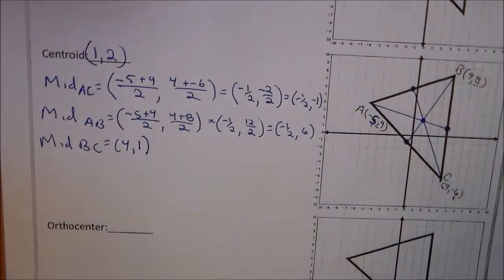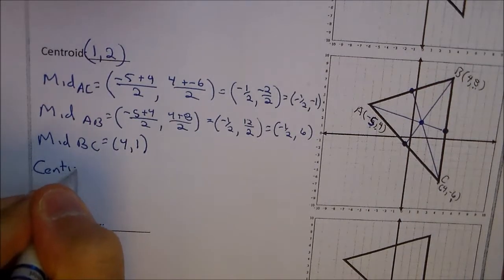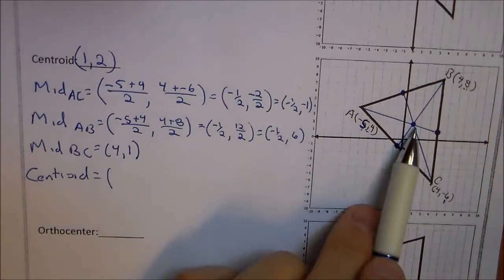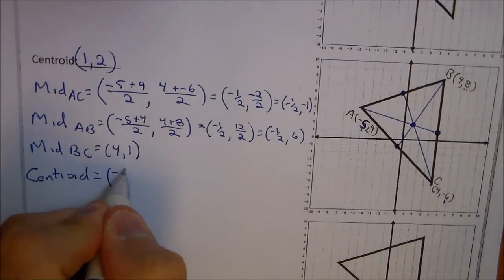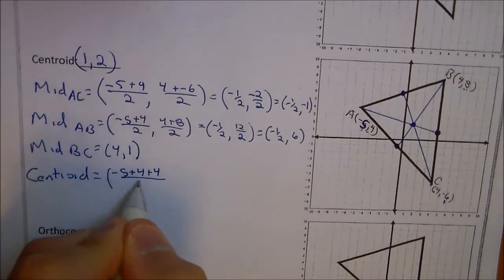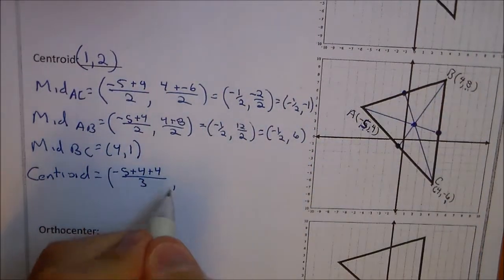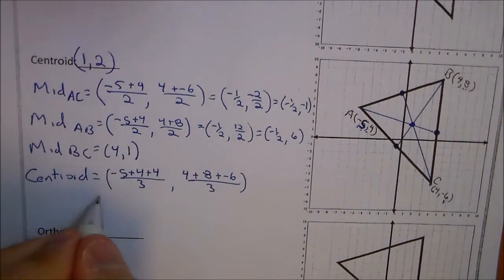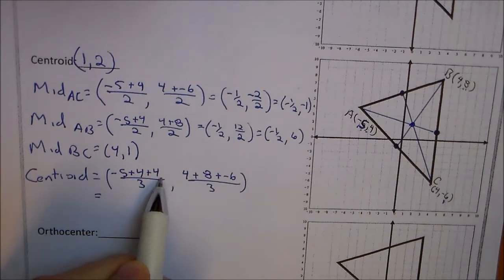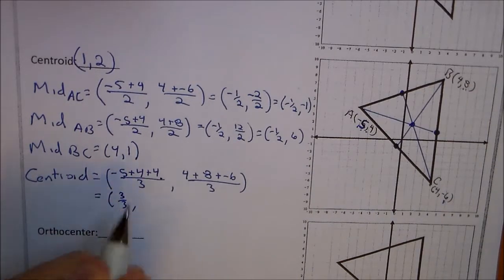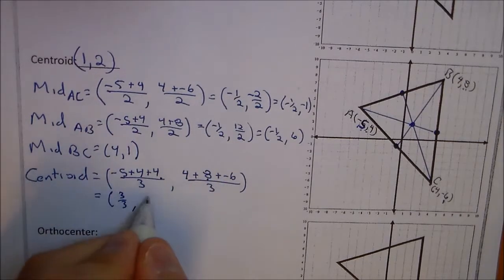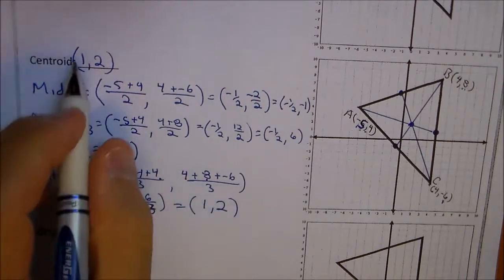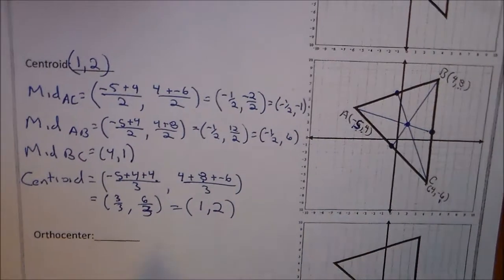Now, the other thing we can do whenever we're looking for the centroid, and this works in this case, is add up all the x values, divide by 3, add up all the y values, divide by 3. So the centroid is actually the average of the coordinates. So if I go -5 plus 4 plus 4 divided by 3, and then 4 plus 8 plus -6 divided by 3, we have 4 and 4 is 8, minus 5 is 3, so that's 3 over 3. And 4 plus 8 is 12, minus 6 is 6 over 3. So this turns out to be 1, 2, which is our point for the centroid. So that average of all the coordinates does work for it.